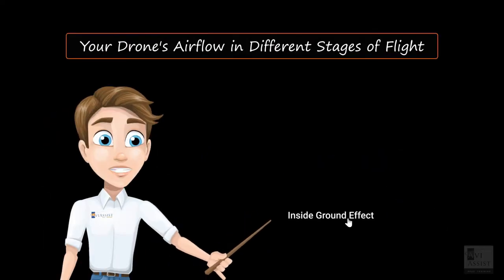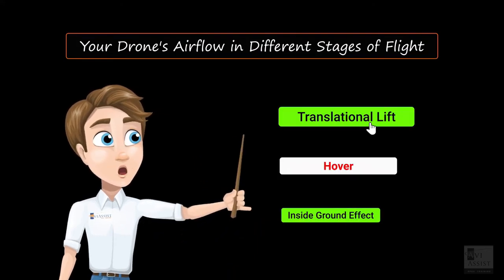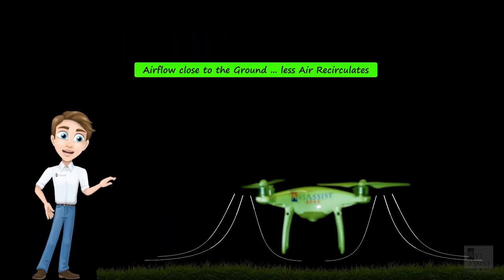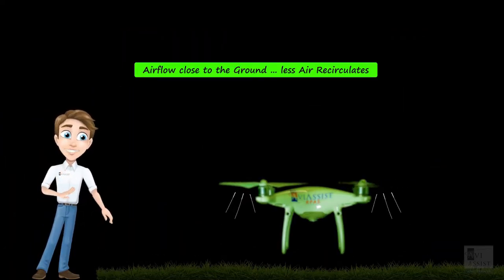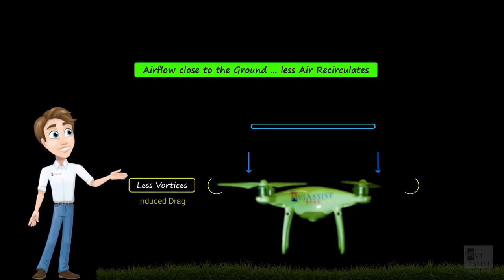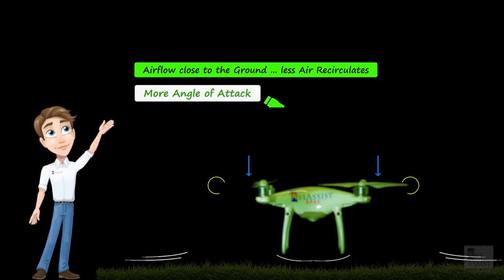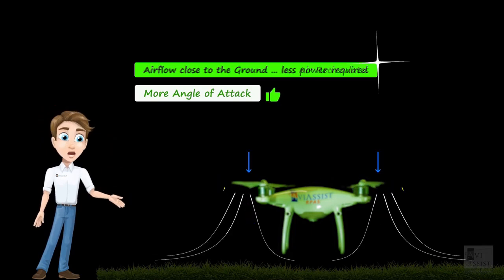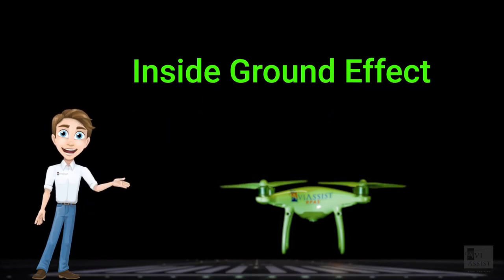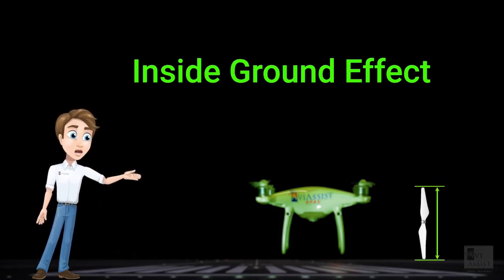Now that we understand the airflow around the rotor blade, there are different stages of flight where this airflow is affected. Close to the ground, some of the airflow hits the ground and doesn't get the opportunity to recirculate, resulting in less induced drag. In turn, the induced flow is less, resulting in an increase in angle of attack. Therefore, close to the ground, less power is required, especially over hard surfaces. This is known as ground effect and occurs within approximately 1 blade diameter from the surface below.